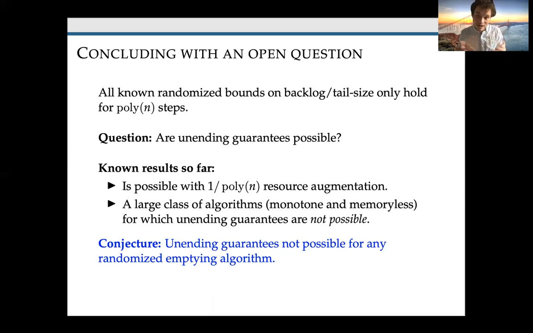And what we conjecture, and what would be really cool to see a proof for, is that actually no randomized algorithm can give an unending guarantee. It's an interesting question because there's a lot of algorithms you can imagine that aren't monotone and memoryless. And so this is an intriguing question, and I think it also is important for trying to understand the applications of the cup game better.